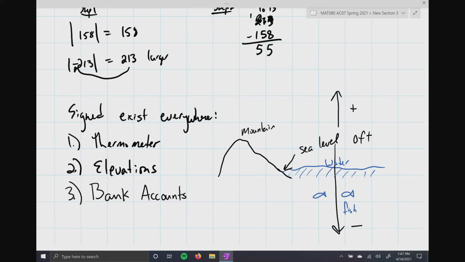So signed numbers exist everywhere. But what's really interesting is they weren't always there. Somebody had to invent them. Somebody had to create them. I don't know when they were created. I can look that up. But I think it was around the time that people started to borrow things off of other people. And they wanted a record of that. A long time ago, when banking systems were created and stuff like that, it's really cool.